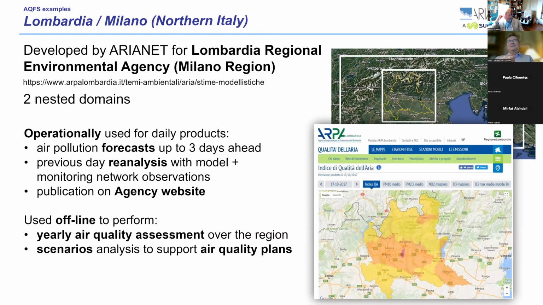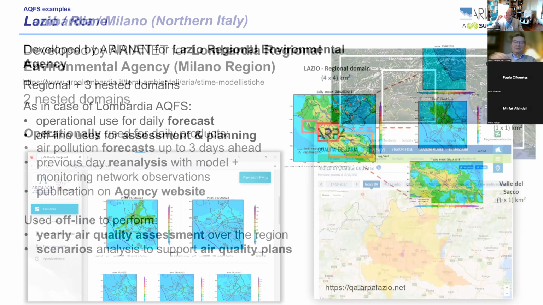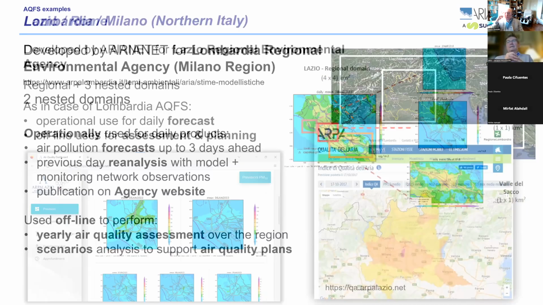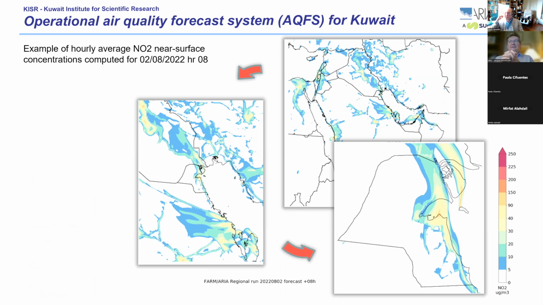And we have also done the Northern Italy forecast for Lombardia region. They publish forecasts 3 days ahead. They do yearly air quality assessment over the region, scenarios, etc. And they also do the same work for Lazio, for the Lazio Regional Environmental Agency, with nested domains. So I tend to be always very happy to show what our Italian friends do, because it's a real win. We're a company with 2 heads in Italy and in France, and I like it. That's about all I had thought of showing.